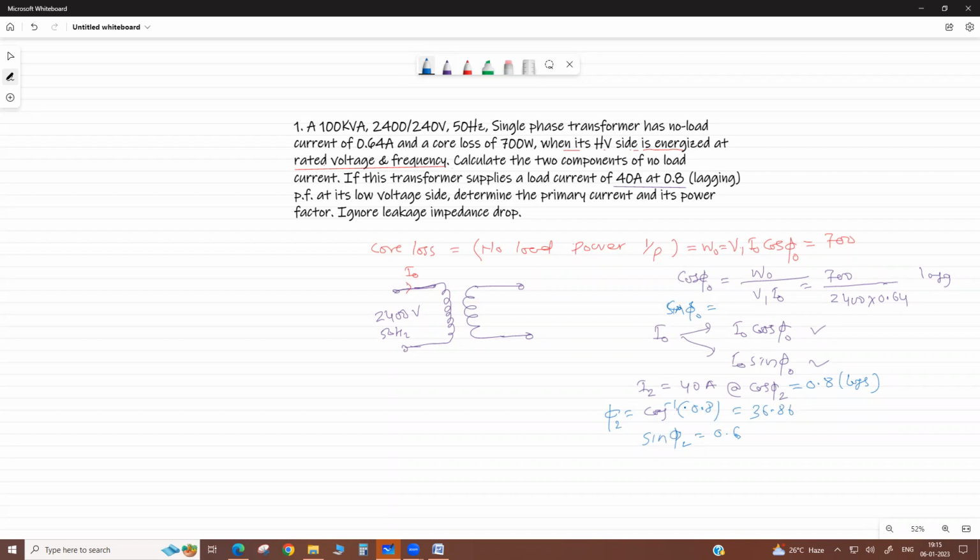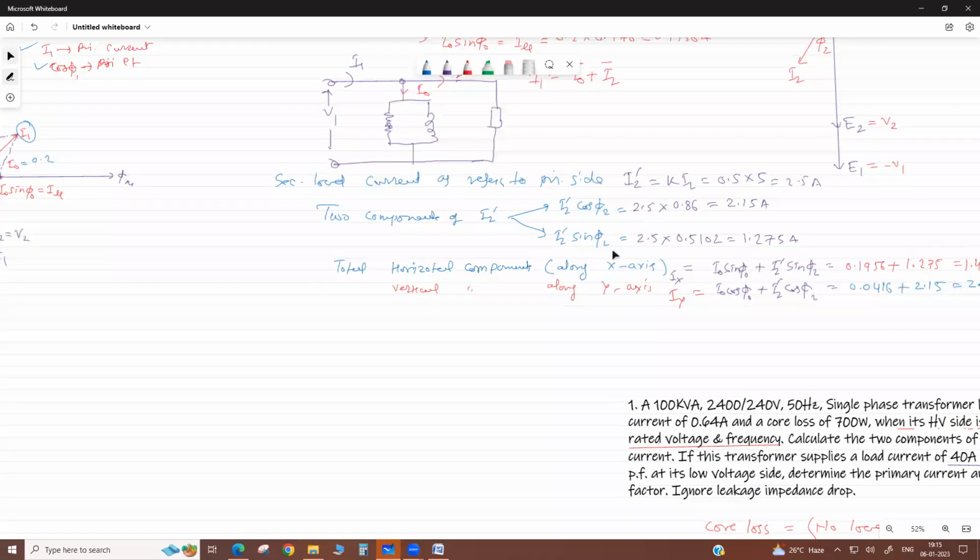Now turn ratio K equals 240 by 2400. So it comes 1 by 10. Then you calculate I2 dash, K I2. So it comes 4 ampere only, because 40 into 1 by 10. Then same like before, you draw the vector diagram and calculate I1 and phi 1. Now again it is the same question, same pattern. You have to calculate like this.